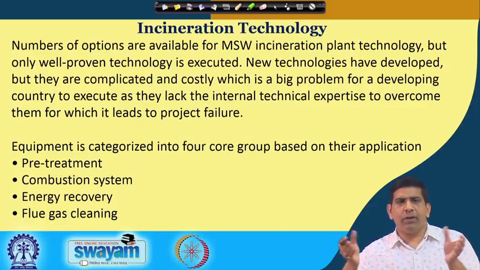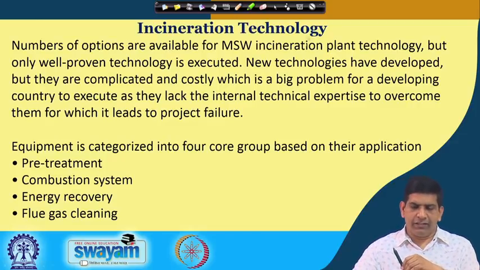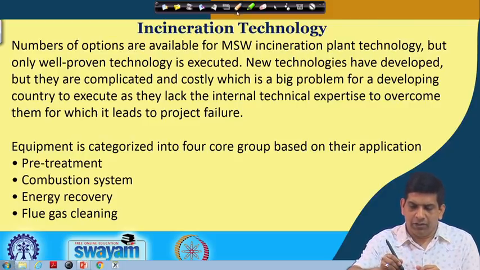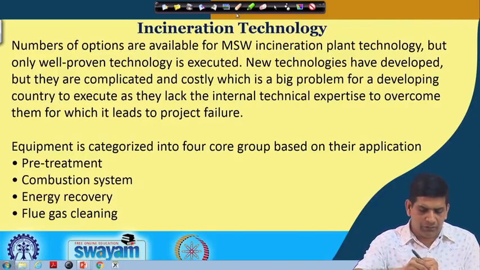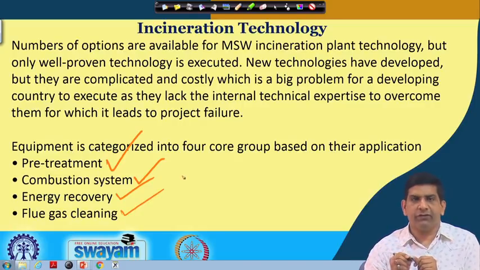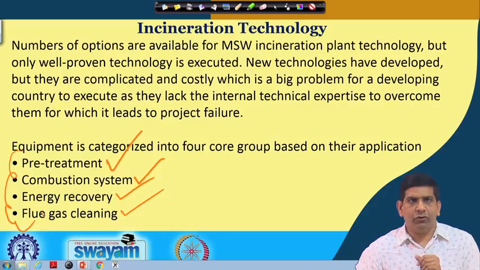If you look at the equipment in an incineration plant, there are four major components. One is pre-treatment, then you need a combustion system, an energy recovery system and flue gas cleaning, which are the four major categories that you have to focus on. Pre-treatment means that once the waste comes in, you want to make sure it does not have any component which will create problems in the combustion chamber.